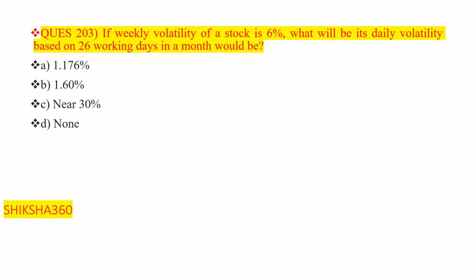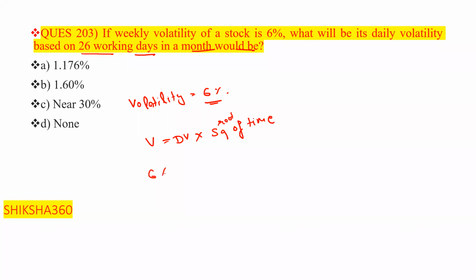So here what they are saying is that if the weekly volatility of a stock is 6%, that is the volatility they have given, then what will be the daily volatility based on 26 working days in a month. So volatility into daily volatility into square root of time. Volatility here is 6%, and daily volatility we have to find, into square root of 26.